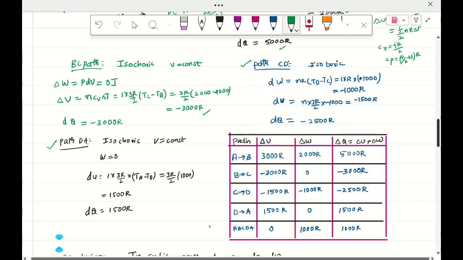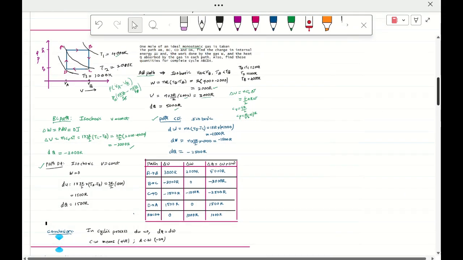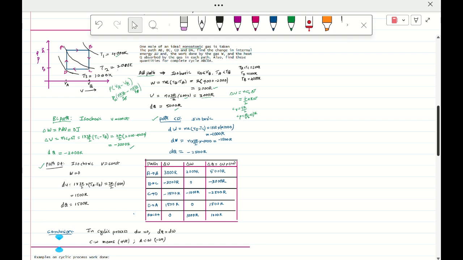So now this table, I'm decreasing the size once. A to B, isobaric process, dU value, dW value and dQ value. We see here, it's a cyclic process, right? In the cyclic process, the total internal energy change is 0. The sigma of dU is equal to 0. Therefore, sigma of dQ is equal to sigma of dW. Sigma of dW is equal to 1000. Sigma of dQ is also 1000 after adding all. So the final conclusion is what? In a cyclic process, the total internal energy change is equal to 0.